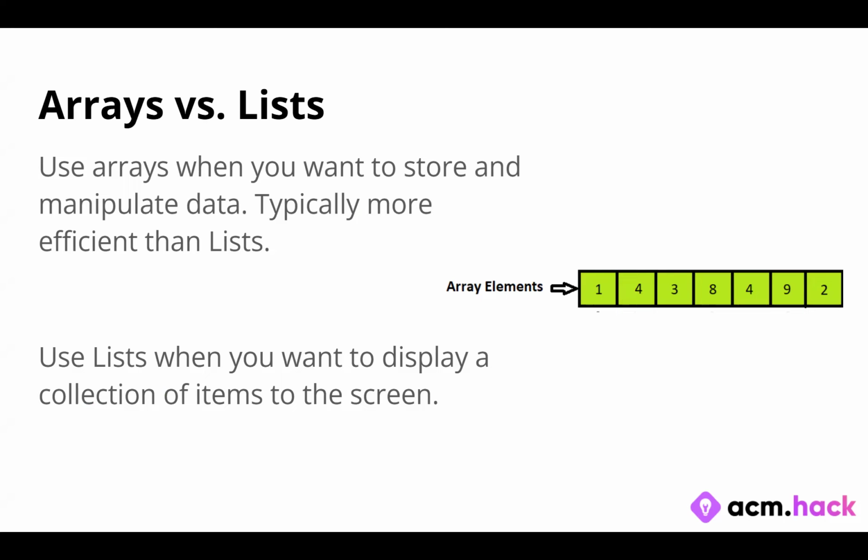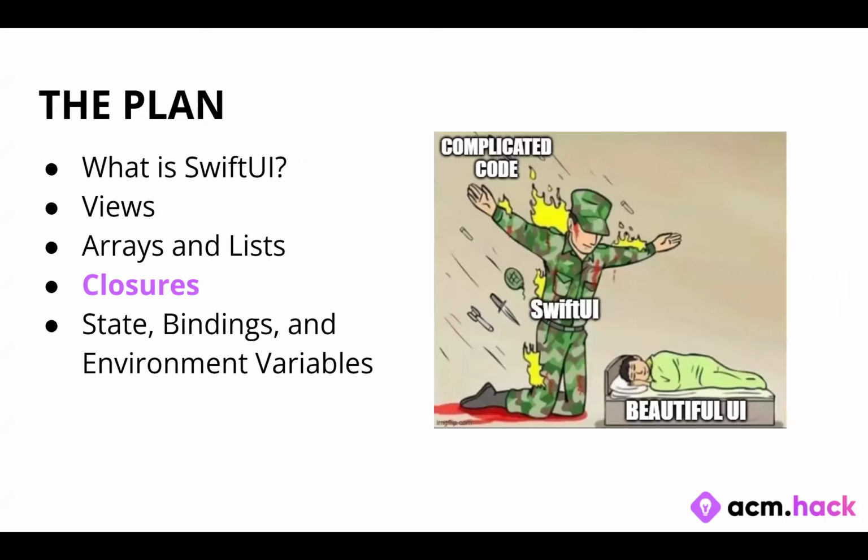And you should use lists when you want to display a collection of items to the screen, so basically a collection of views. If you want to display that, just put it in a list and you should be able to display it. So that was a brief overview of arrays and lists, and Hannah will go over closures now.